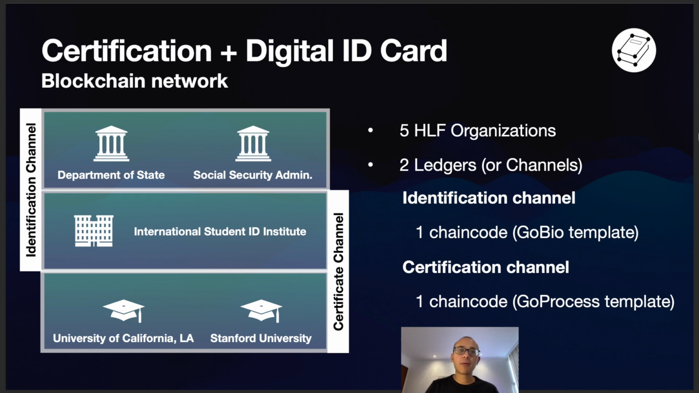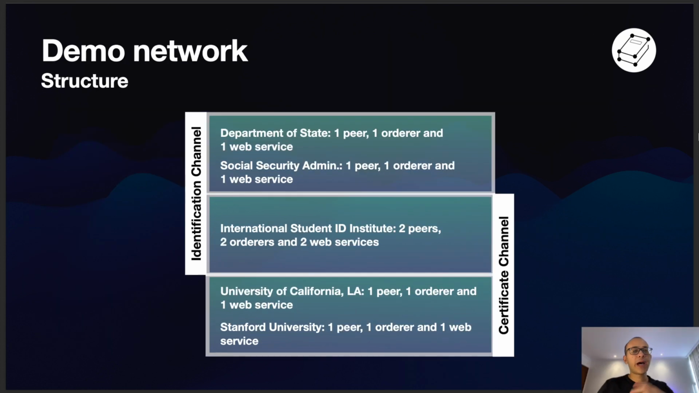But for those that are more technically oriented, we'll have one peer, one orderer, and one web service for each of the government organizations and the universities also. And two peers, two orderers, and two web services for the International Student ID Institute. So this is pretty much the structure of our network.